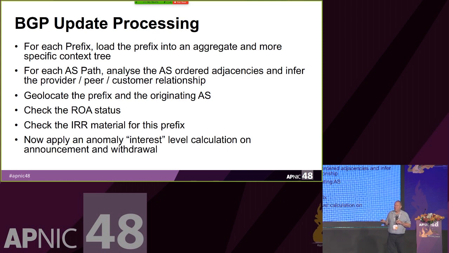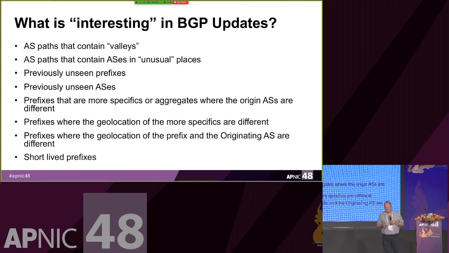Geolocate the prefix in the originating AS. Understand, even just coarsely, which country each of these things are meant to be in. Go and check ROAs, because ROAs are a strong clue of what the intent was. And if you can figure out the seething mess of contradictions that is the IRR in aggregate, which is a mix of lies, half-truths, evasions, and the grain of truth, you can go and use that too. I'm not sure how to do that yet, but hopefully someone will enlighten me. Out of all of that, you should be able to figure out what's interesting.